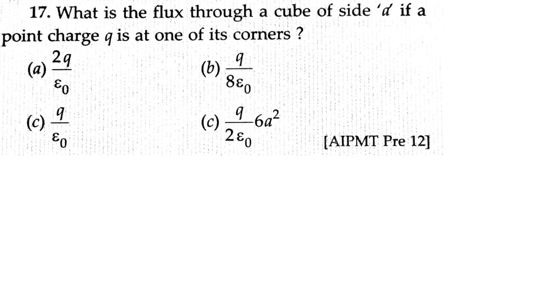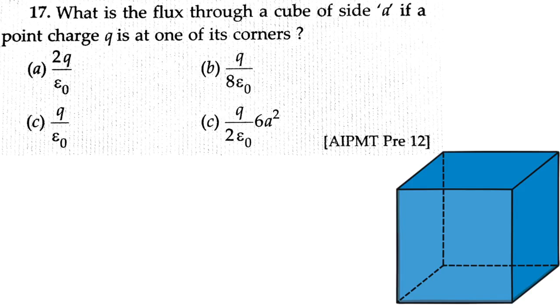Hello everyone. We are solving a question from AIPMT 2012. The question is asking: what is the flux through a cube of side a if a point charge Q is at one of its corners? So the cube is placed, and the charge Q, which may be in spherical shape, is placed at one of the corners.